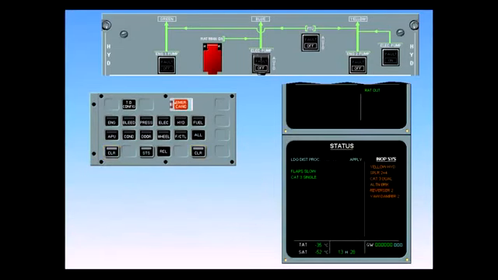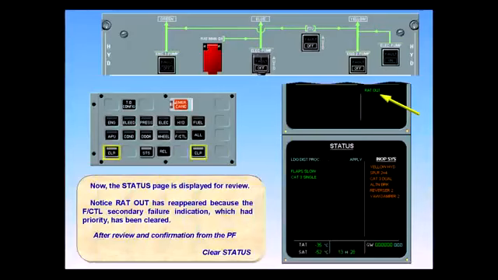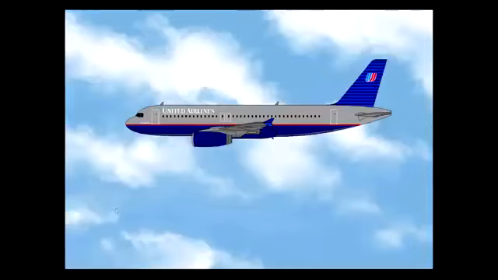Now the status page is displayed for review. Notice RAT out has reappeared because the flight control secondary failure indication, which had priority, has been cleared. After review and confirmation from the pilot flying, clear status. ECAM complete. Screens normal. Now let's see other abnormal indications which can be displayed on the ECAM hydraulic page.